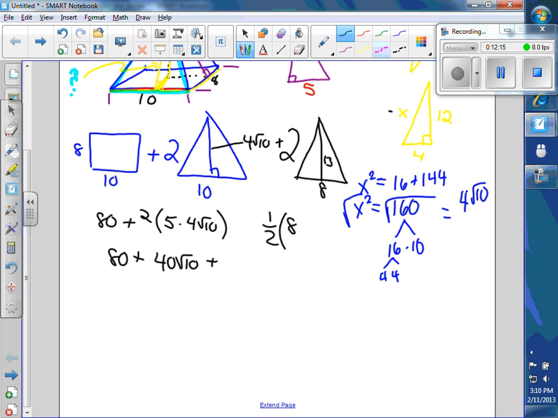So if I did half of the base this way, times the height, because there's 2 triangles, the halves sort of cancel out, don't they? So 8 times 13 is 80 and 24. What's that add up to? 104. So that's 184. If you didn't have a calculator, you would leave your answer like that and just have square units.